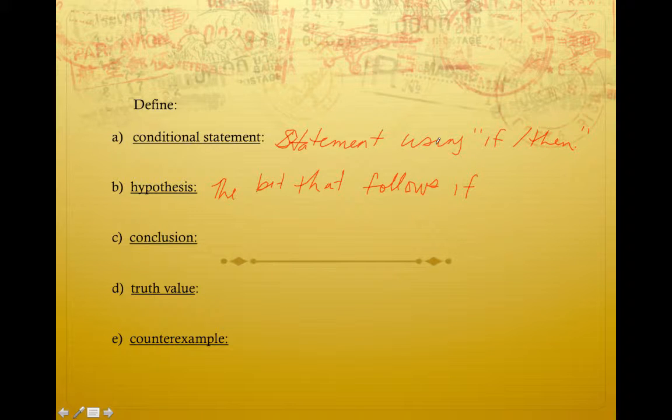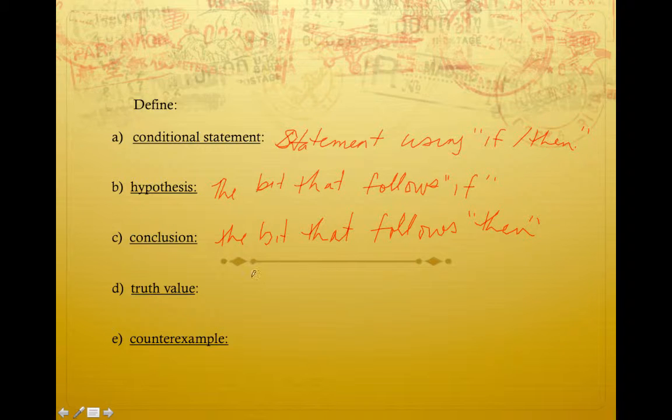And really, a conditional statement can be made without using the words if and then, but it can be rewritten with if and then. So you could say, for example, all women are human, and then the statement would be, if a person is a woman, then the person is a human. So it can be rewritten that way. In that case, the hypothesis is that it's a woman. The conclusion is the bit that follows then, assuming you've written it in this if-then format.